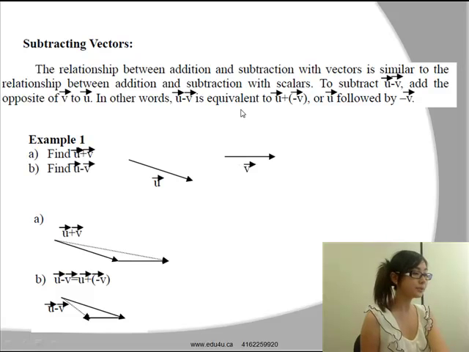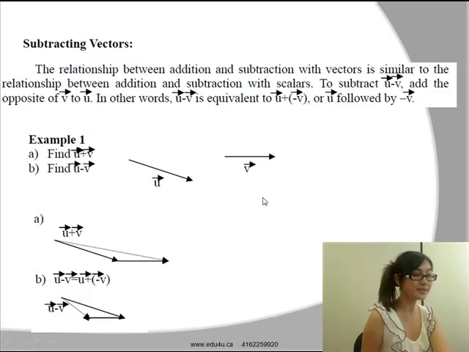Here we have the vectors u and v. Find u plus v. How we do that is we simply do the head-to-tail technique again, and we find the resultant by connecting the tail of u to the head of v.